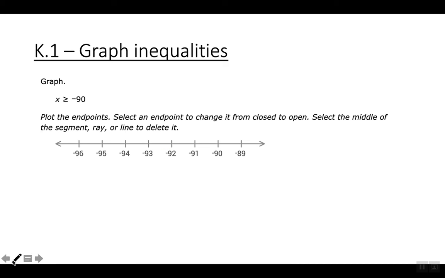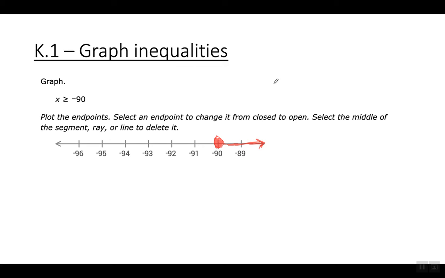Alright, here's another example. X is greater than or equal to negative 90. So X is a number, I don't know what it is, but it's bigger than negative 90 and it could be equal to negative 90. So since it could be equal to, I got to shade in the negative 90. And all the numbers bigger than are to the right.